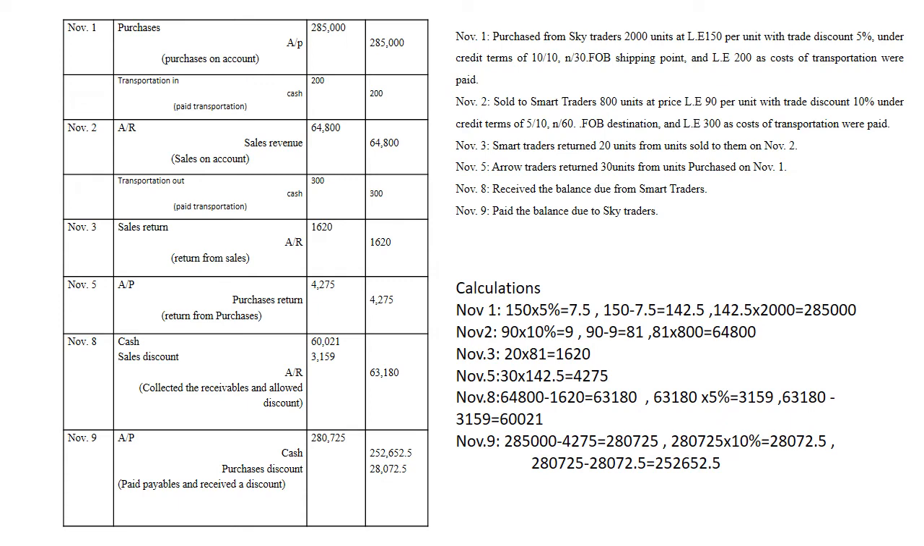1,620. How to record this 1,620 in the journal as a return of goods? These goods were returned from the sales. So it's debit sales return, credit accounts receivable. By this journal entry, we are decreasing our accounts receivable. We are getting from the accounts receivable in the credit side because this amount is returned back. So the money, the value of these goods will not be received. So we are closing its accounts receivable.